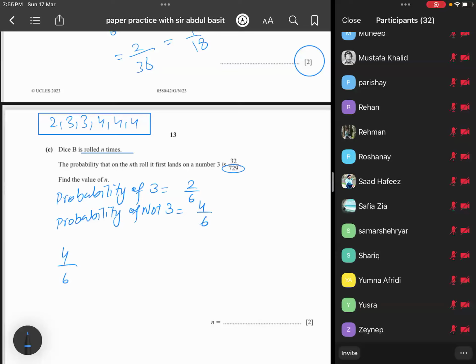Agree? Yes or no? Yes, sir. Then write not getting 3: 4 out of 6. 4 fours are 16, right? Yes, sir. 16 times 2 is 32. Divided by 6. But in the denominator, I'm not getting 6. It is 216.